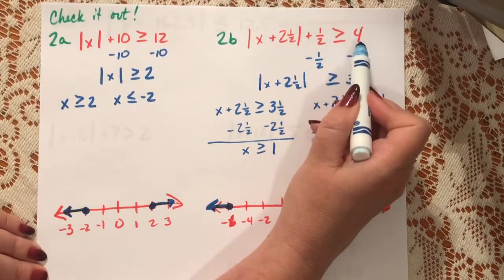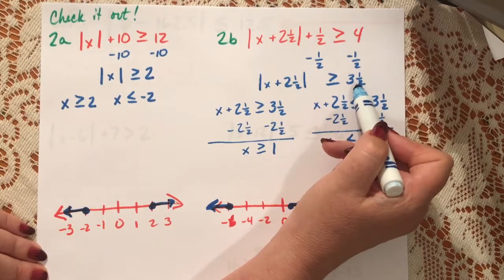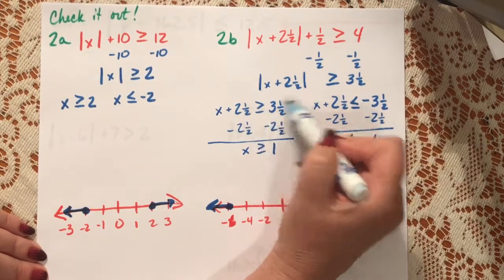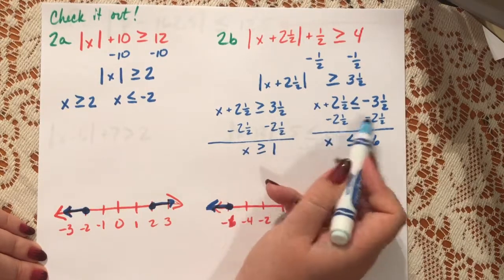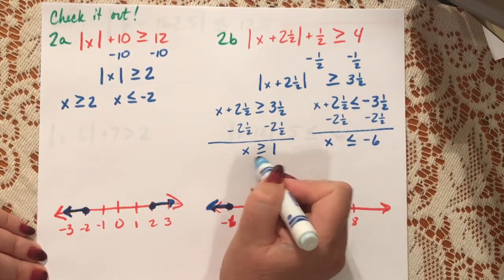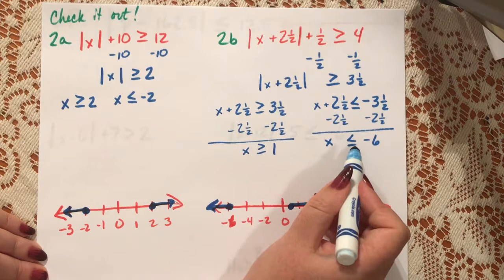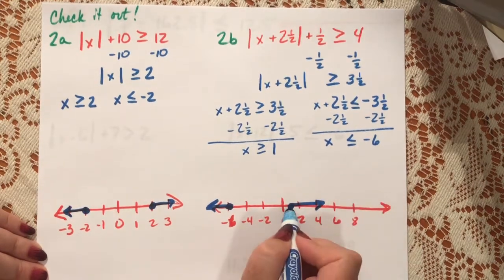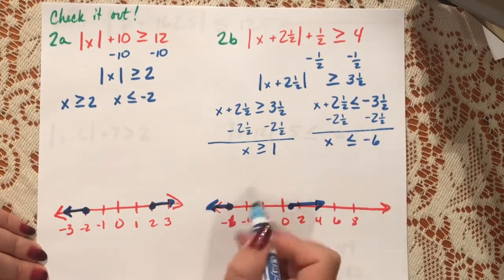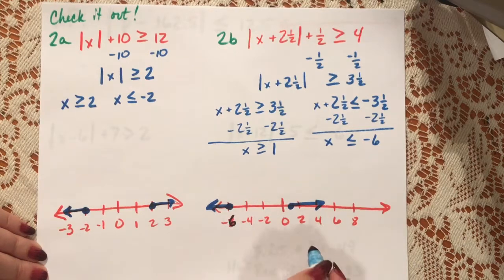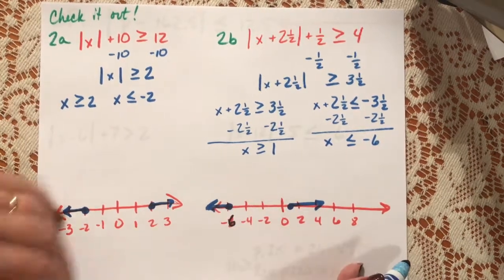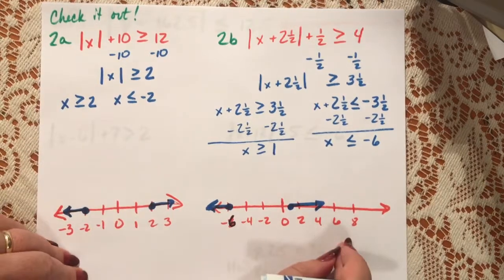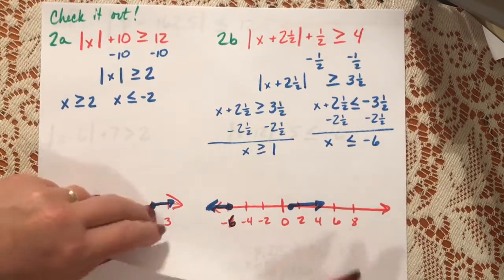I get my half on this side, so I can split my absolute value up. I subtract 2.5 from both sides, and x is greater than or equal to 1, less than or equal to negative 6. So I have a closed circle at 1 and at negative 6, and x is greater than this and less than that. If you have any questions, please ask.